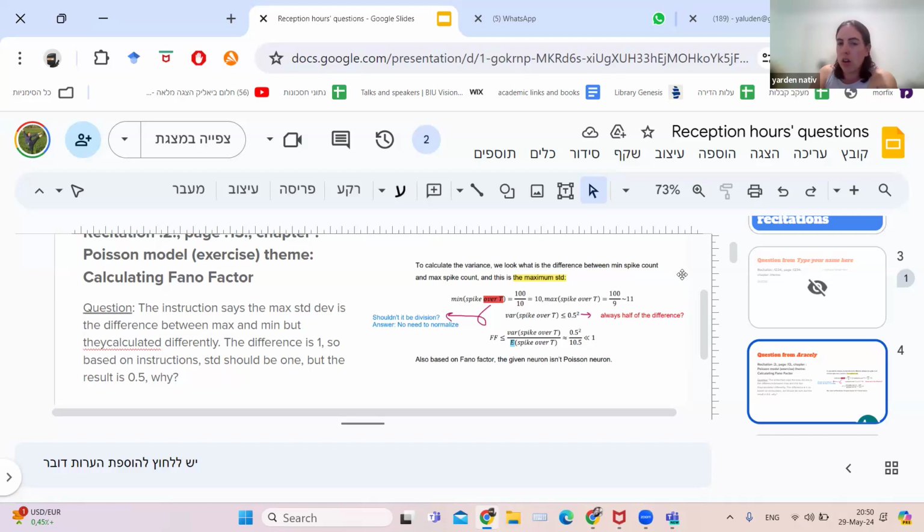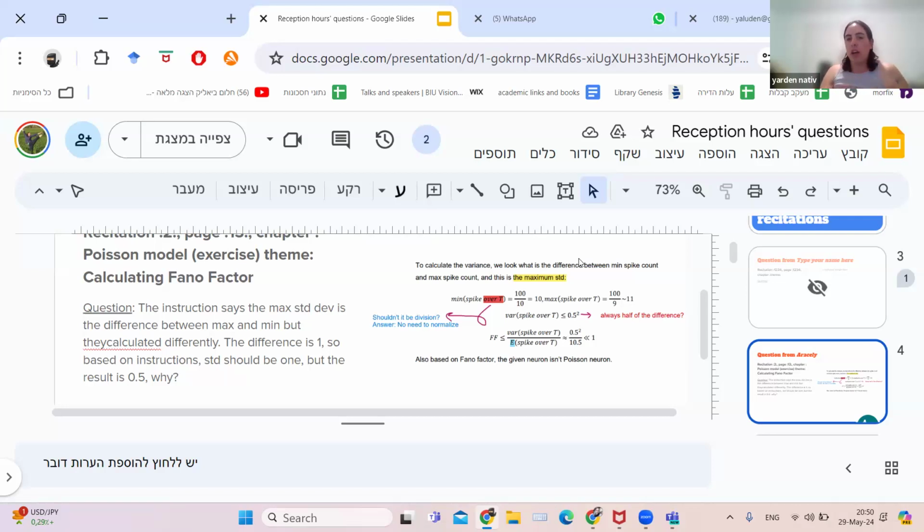Okay, and what do you understand from what is written here? Because I would say I would understand that the difference is the maximum standard deviation. That's what I don't get. No, so it is not the maximal standard deviation. It's our way to calculate the maximal standard deviation. So what do I mean by that?